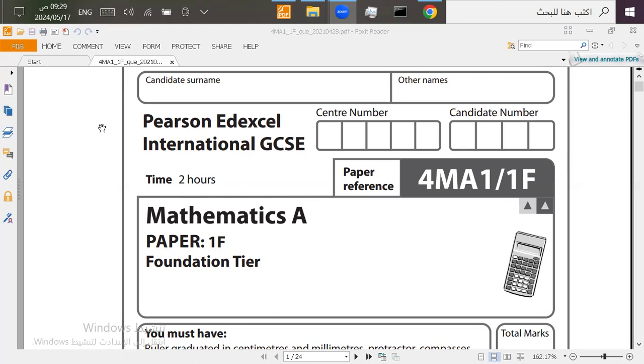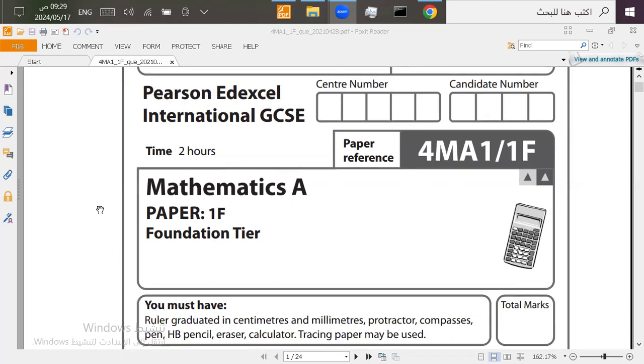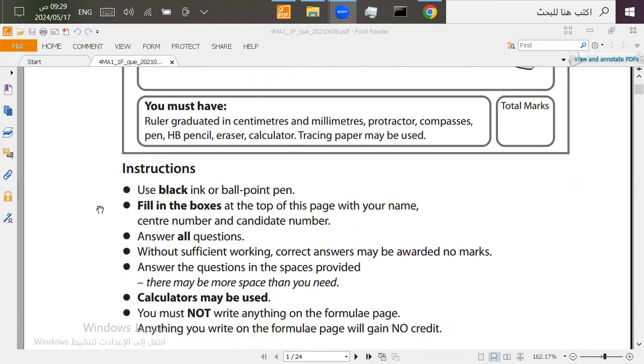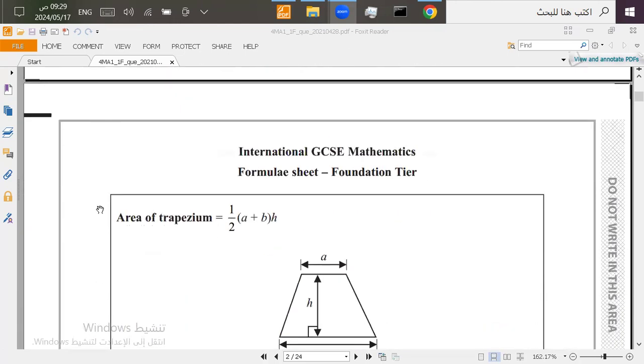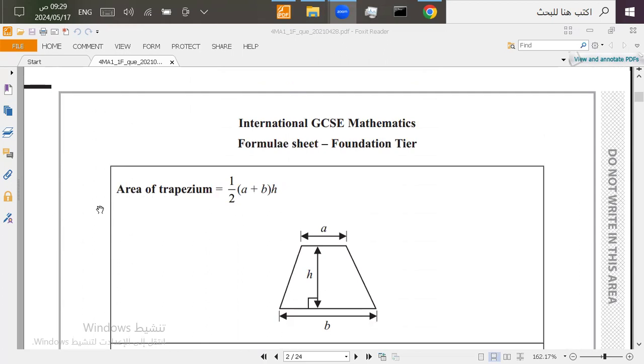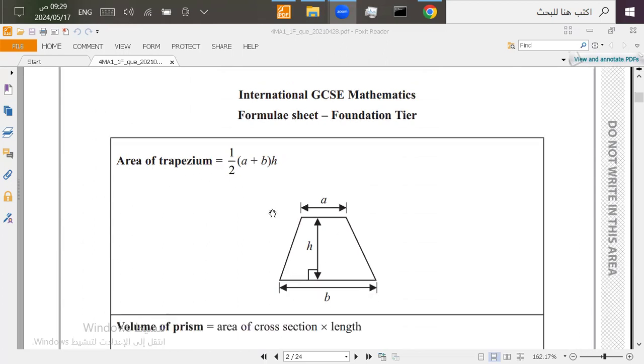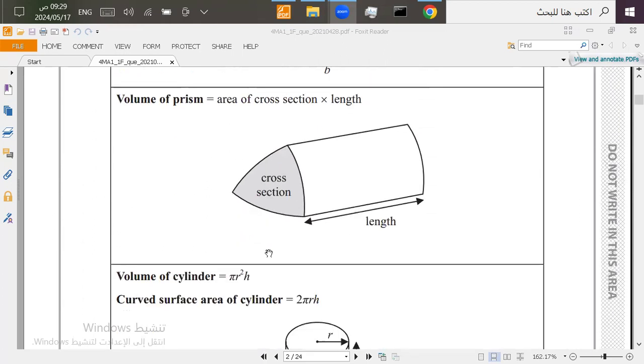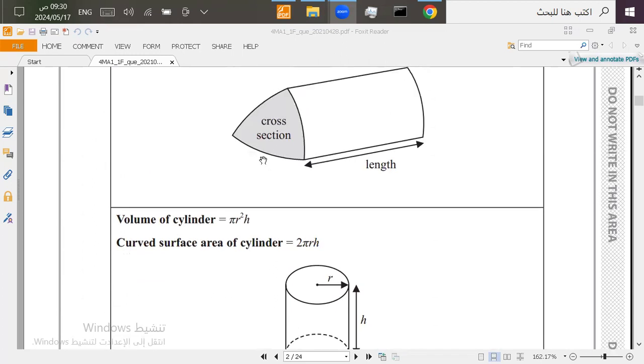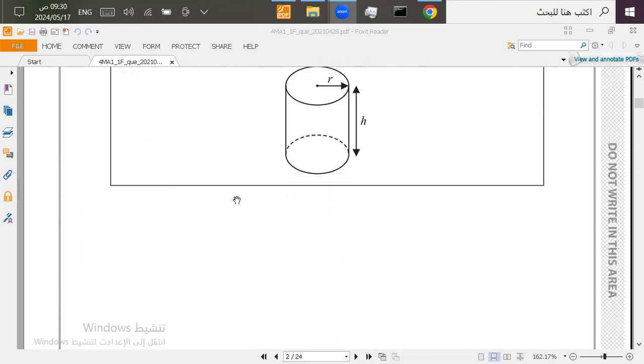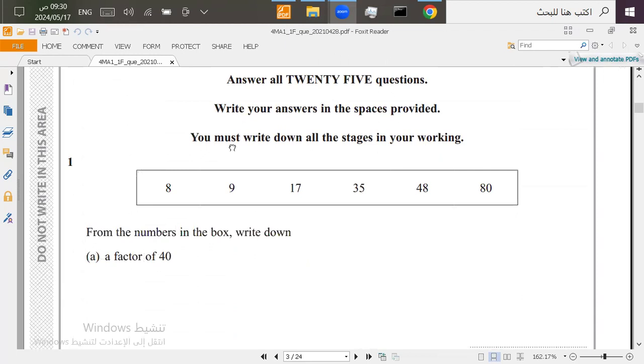In this video, we're going to talk about 2021 Foundation Tier 1F. Now let's start with the questions. As you can see in this paper, they will give you some formulas that you might need to use or you might need to answer the questions. Now let's start with the questions here.